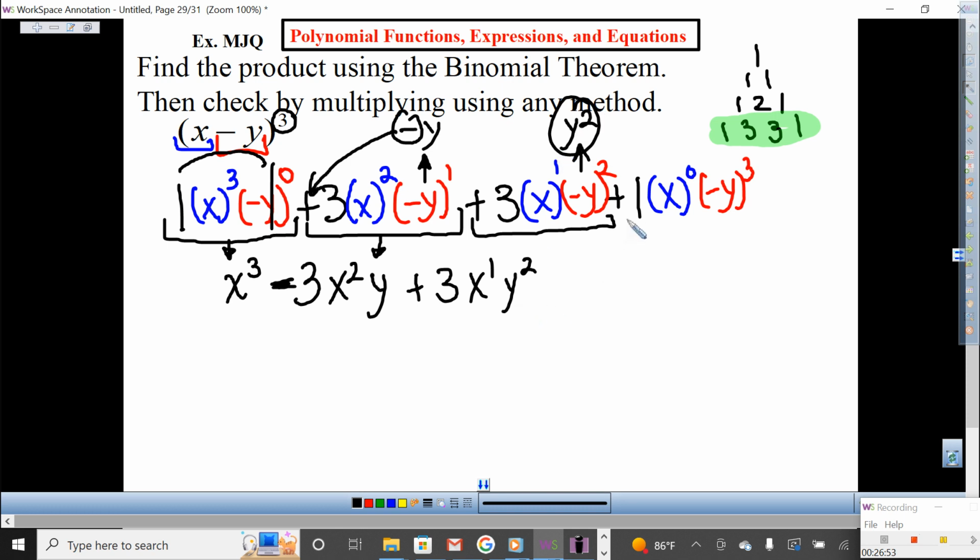Last but not least, what is negative y to the third power? Negative y to the third power is negative y to the third. So now we have a negative, so what is negative times a positive? Negative. Question, what is x to the 0 power? So what is 1 times 1? 1, and that leaves us with y to the third.